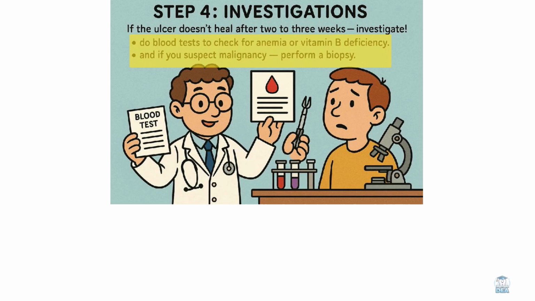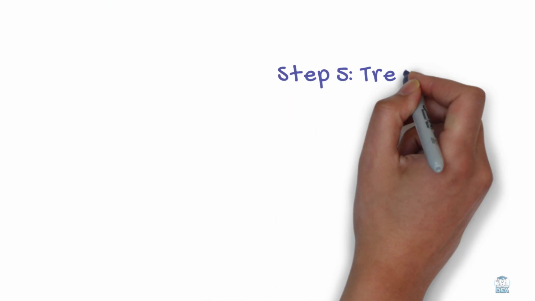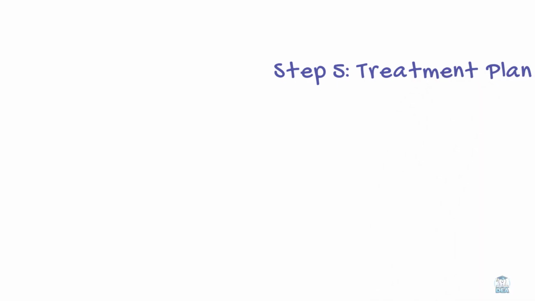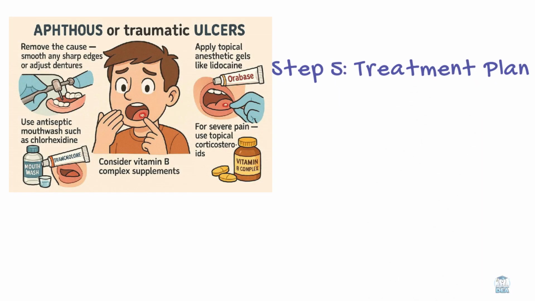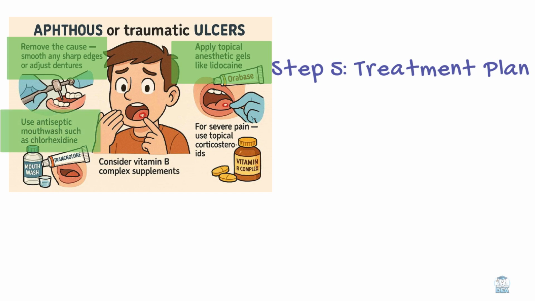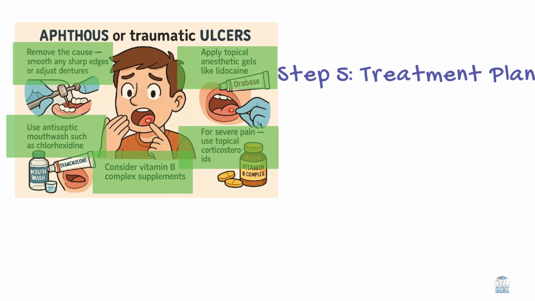Step 5. Treatment plan. Now, how do we treat it? For aphthous or traumatic ulcers, remove the cause. Smooth any sharp edges or adjust dentures. Apply topical anesthetic gels like lidocaine. Use antiseptic mouthwash such as chlorhexidine. For severe pain, use topical corticosteroids like triamcinolone. Consider vitamin B complex supplements.